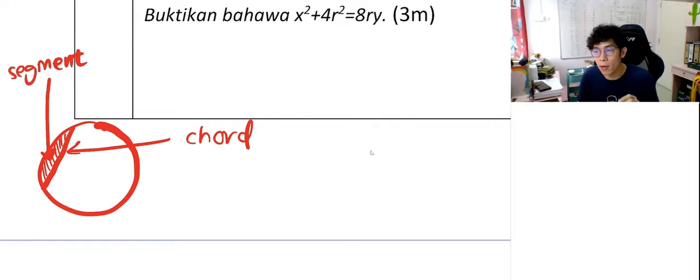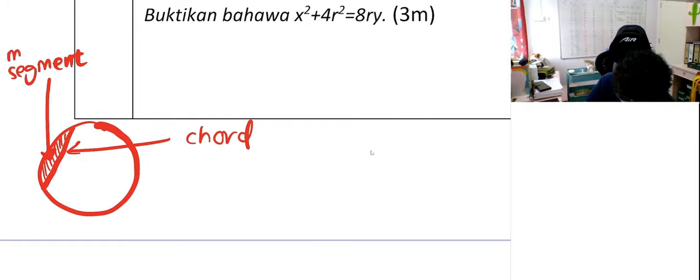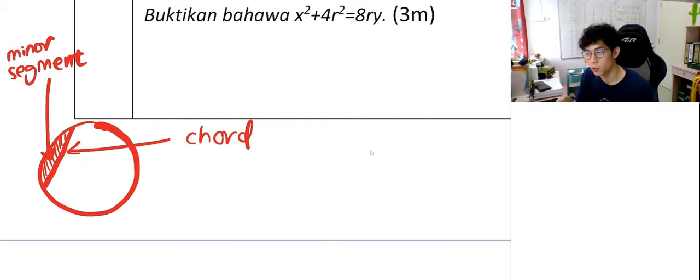If I want to be super exact, what segment is that called? Start with M1. Yeah, minor segment. Of course, the other part will be the major segment.